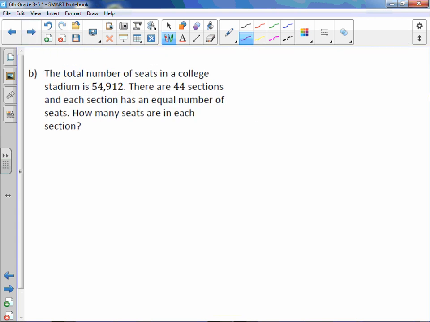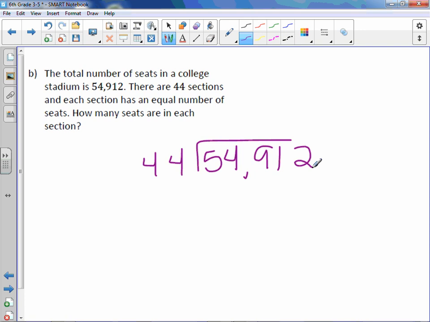The total number of seats in a college stadium is 54,912. There are 44 sections, and each section has an equal number of seats. How many seats are in each section? So again, we're doing division. 54,912 divided by 44, excuse me.